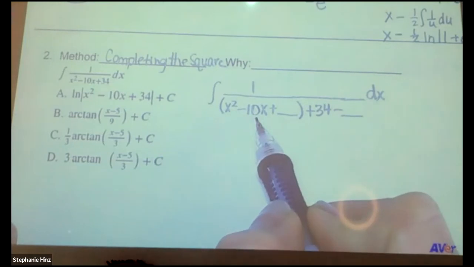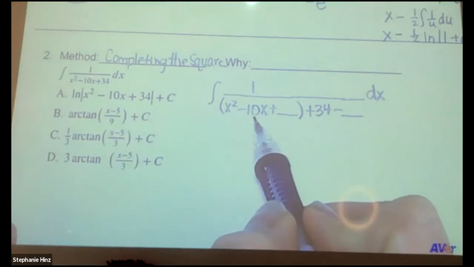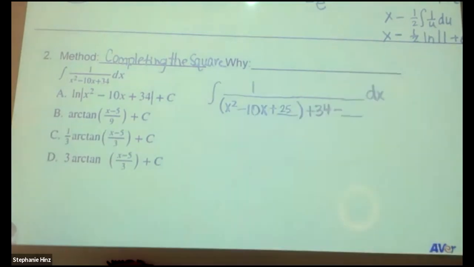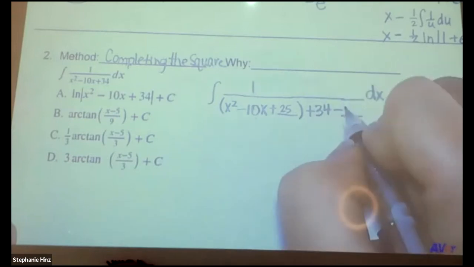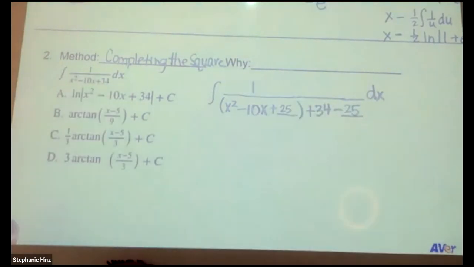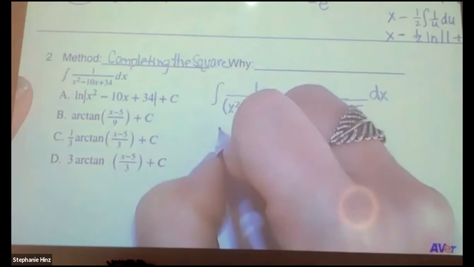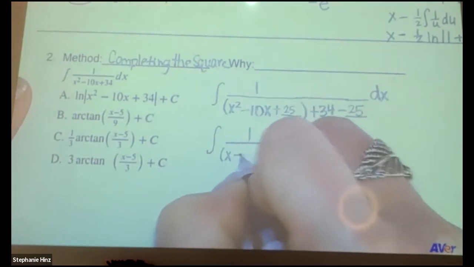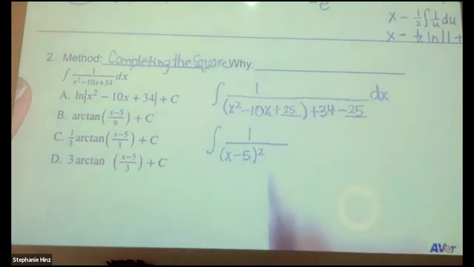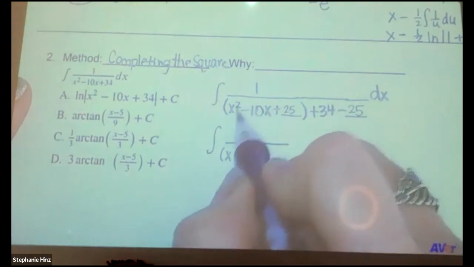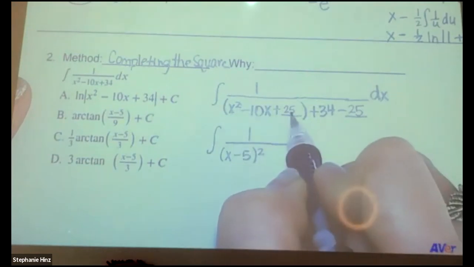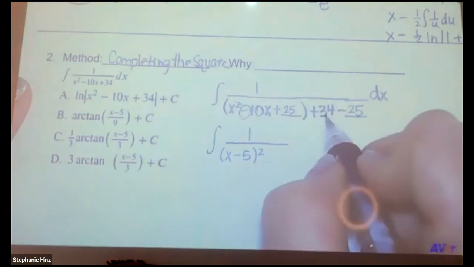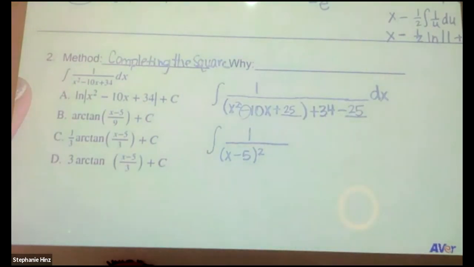You take half of it and then you square it. So 10 divided by 2 is 5. And if we square that, we get 25. 25 here, I'm adding it. I also need to subtract it because you want everything to be an equivalent expression. And now I have forced this into being a nice, pretty little perfect square trinomial. So this is x minus 5. Remember, you take the square root of the x squared, the square root of the 25, and then this will be your sign every time. And then 34 minus 25, that's going to be 9.